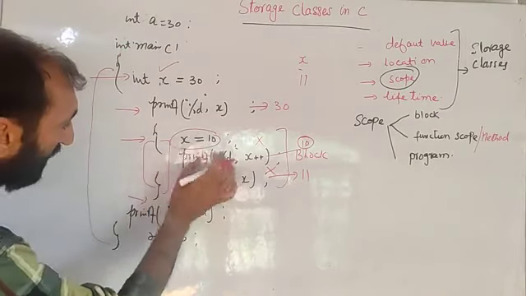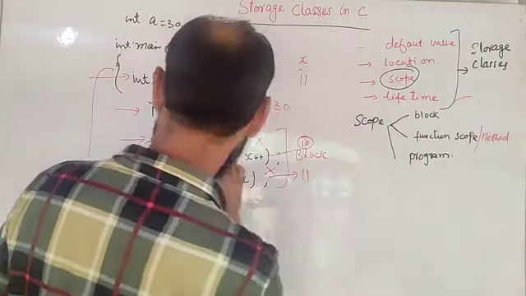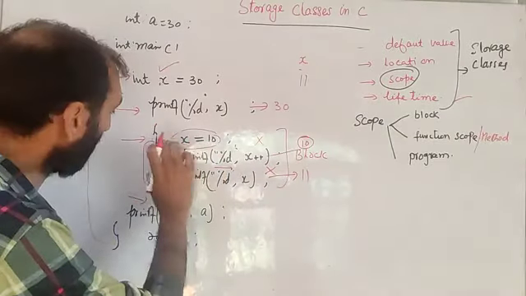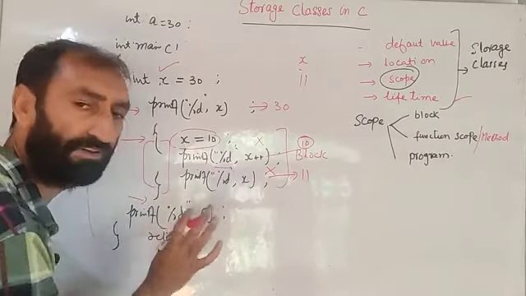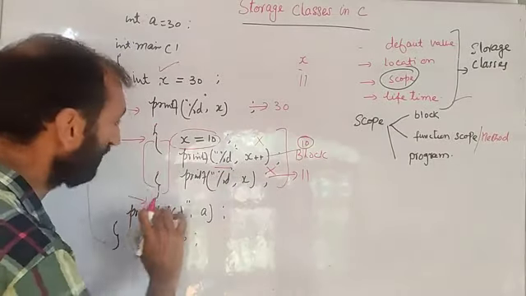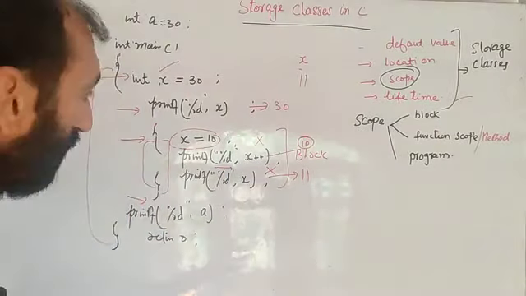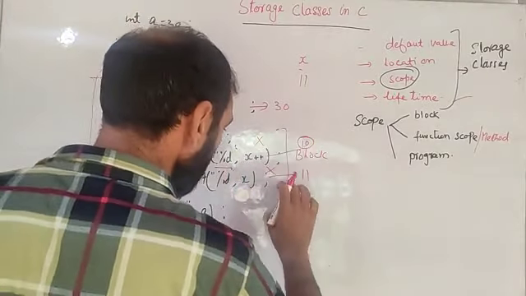Or we can say, for x equal to 10, the lifetime of this x variable is from here to here. That means it's a block lifetime. After that, it will die. We can say it is no longer alive after exiting from this block. That means the scope of this variable is only within this block.